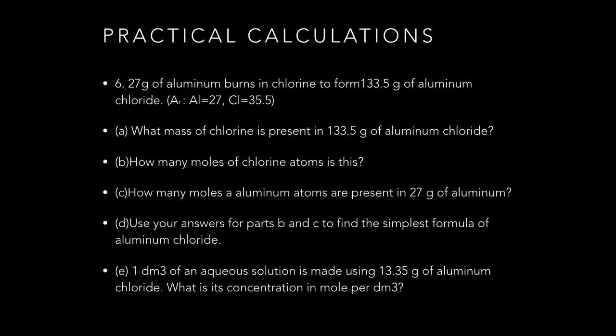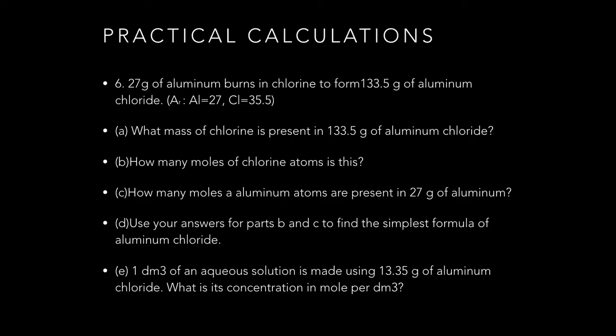Now, here are some practical calculations. There are 5 little questions to this question, but we are only going to do A, B, C for now, because we have only done how to calculate masses. We haven't done how to calculate concentration yet. Now, the question is, 27 grams of aluminium burns in chlorine to form 133.5 grams of aluminium chloride. Now, the AR for the 2 elements are given for you. Aluminium has a mass of 27 grams per mole, and chlorine has a mass of 35.5 grams per mole.